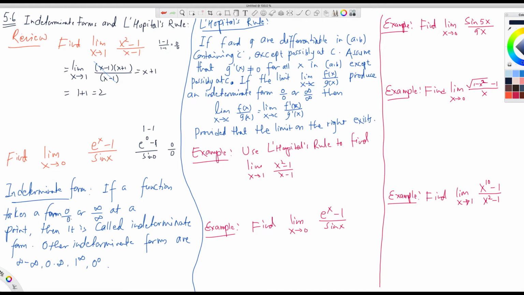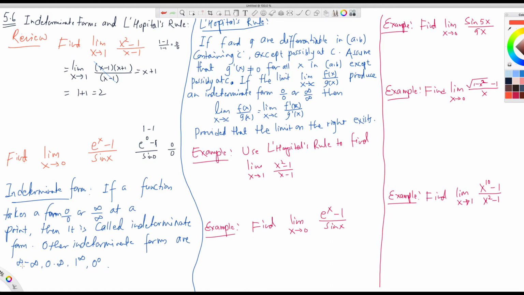So either 0 over 0 or infinity over infinity. When you plug in the limit right away, if you get one of those forms, then we call that an indeterminate form. Other types of indeterminate forms are infinity minus infinity, 0 times infinity, 1 to the infinity, 0 to the 0, and so on. So why are they indeterminate forms? Because these forms can be reduced to one of these forms.